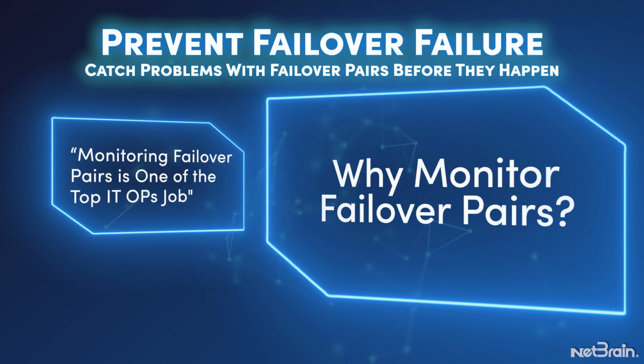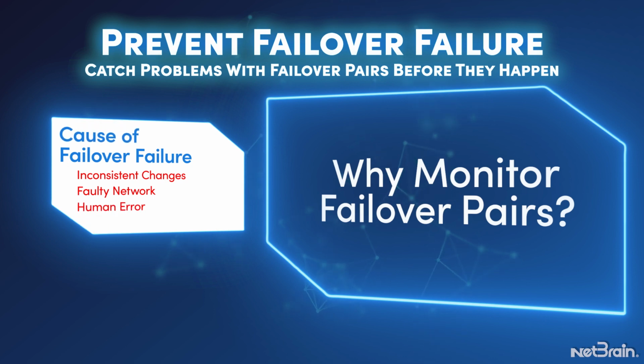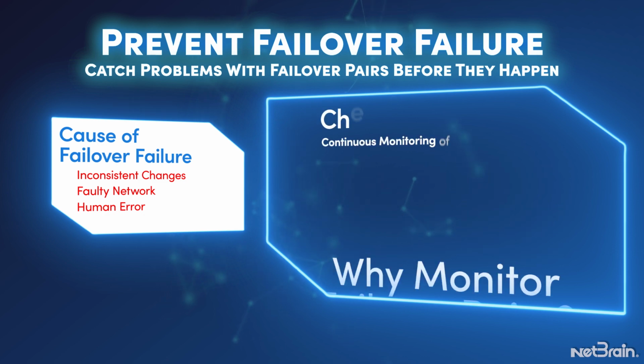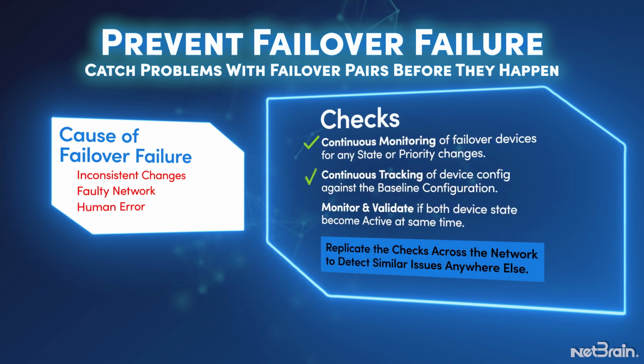Critical networks are always designed with redundancy, and monitoring failover pairs is one of the top IT operations jobs. In case of a faulty failover, critical applications may be impacted, resulting in degraded user experience or severe outages. Failovers may fail due to several reasons, such as inconsistent changes, a faulty link, or maybe misconfiguration, which is why a standard practice of IT operations involves running continuous checks to catch any such potential issues.